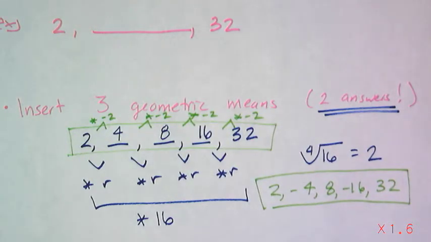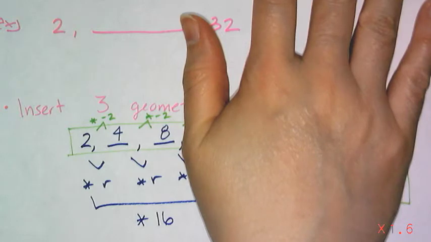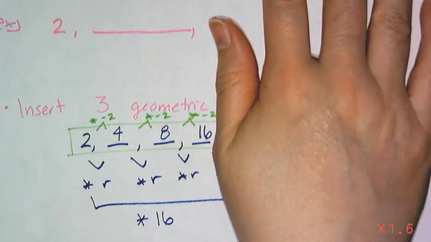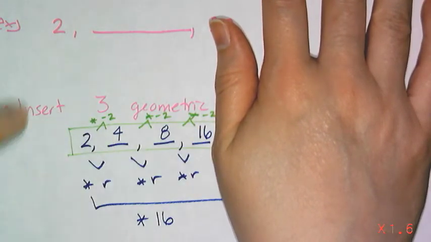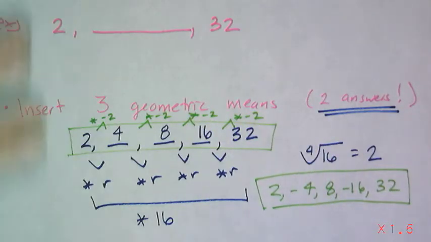If I were just inserting 2 geometric means, then I can't have alternating signs unless that 16 is negative. 2 geometric means would fix the signs so you don't have to worry about the alternating. But if I ask you to insert 3, then you've got to be careful. You have to stop and think, can you have positive or negative answers?